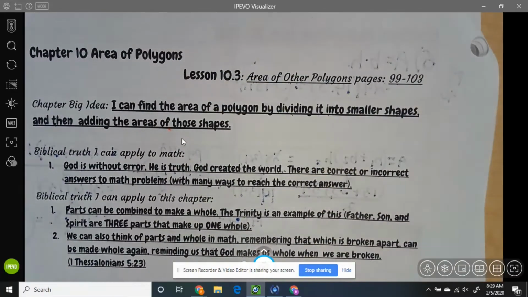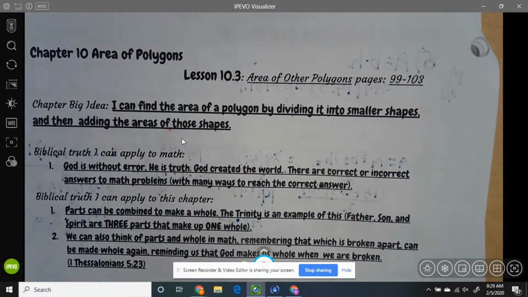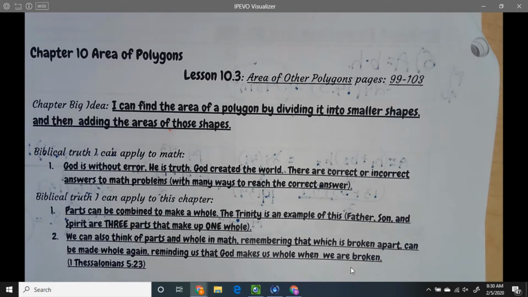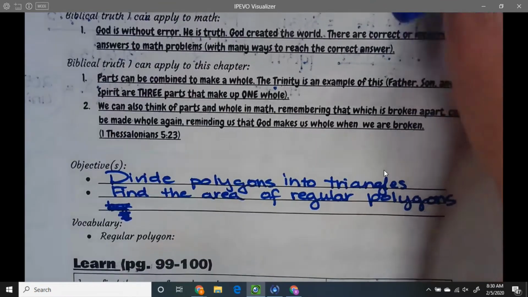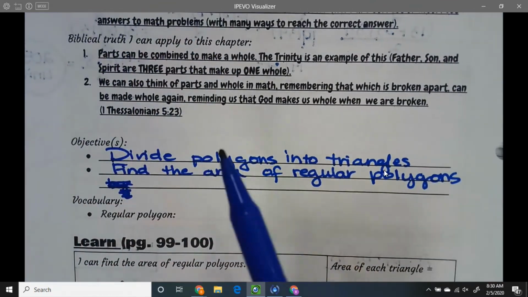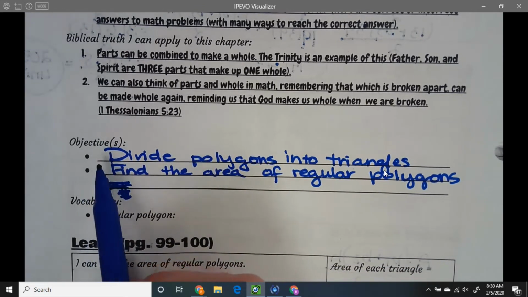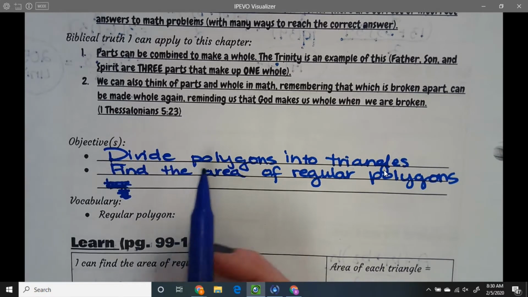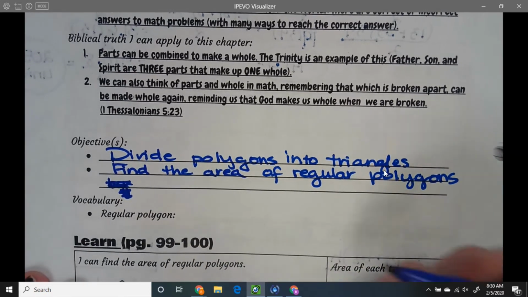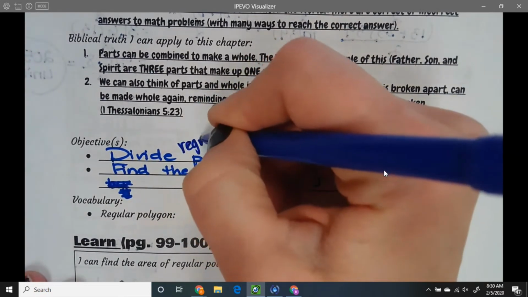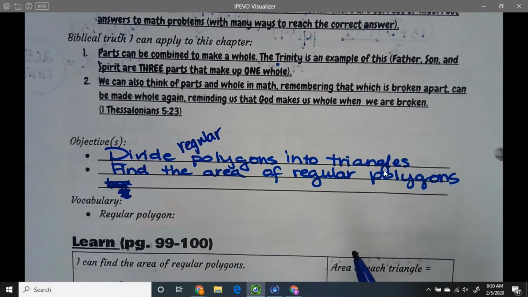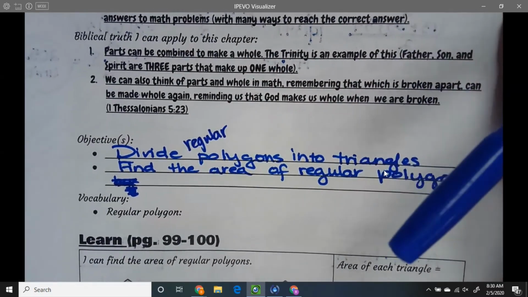So you guys should be on lesson 10.3 in your notes and in your book, and this is on how to find the area of regular polygons other than triangles or parallelograms or trapezoids. So you can see the big idea is the same, as well as the biblical truth integration. You can review those, and then the objective is to divide polygons into triangles, and that would be regular polygons. And then we're also going to find the area of those regular polygons.